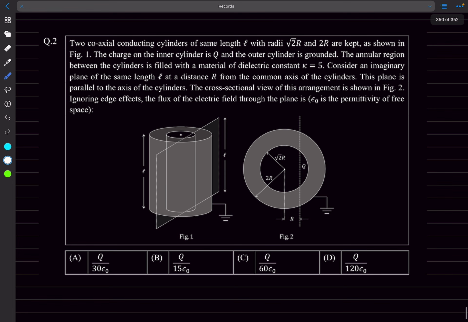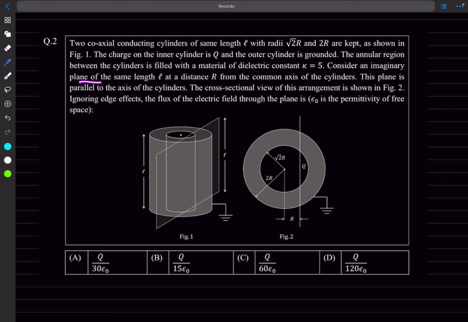So problem 2 is a pretty similar problem which we often observe in different IITs. Basically, we have two coaxial conducting cylinders of the same length L with different radii, root 2 r and 2r. The charge on the inner cylinder is Q and the outer cylinder is grounded. The annular region between the cylinders is filled with a material of dielectric constant kappa equals 5.